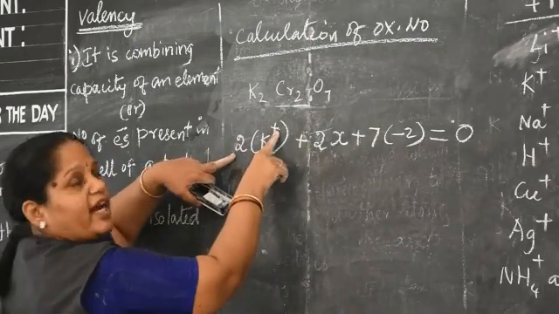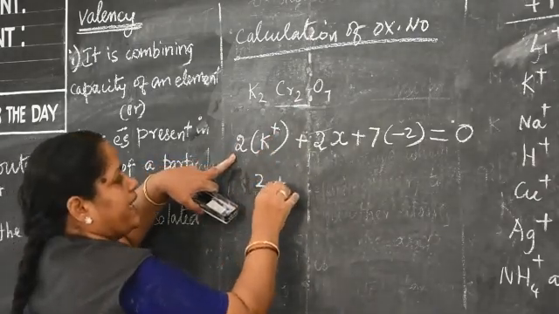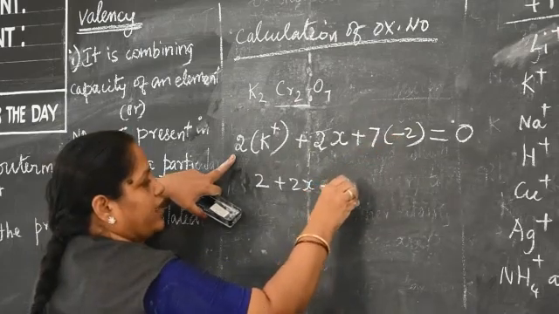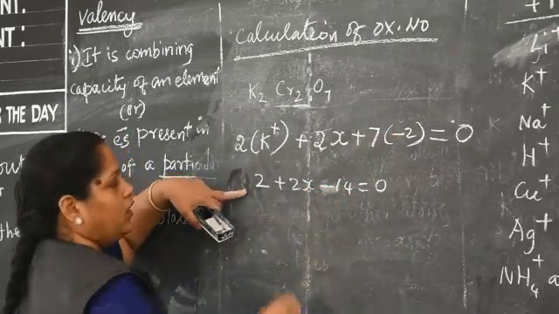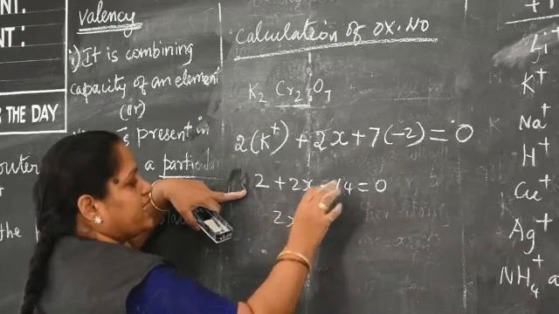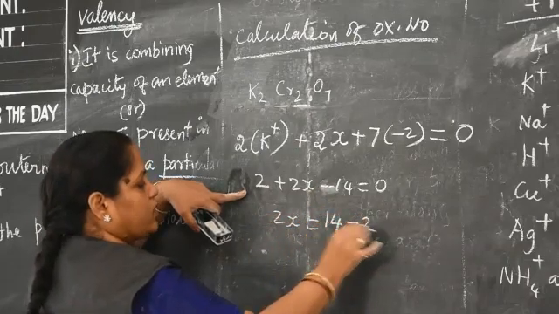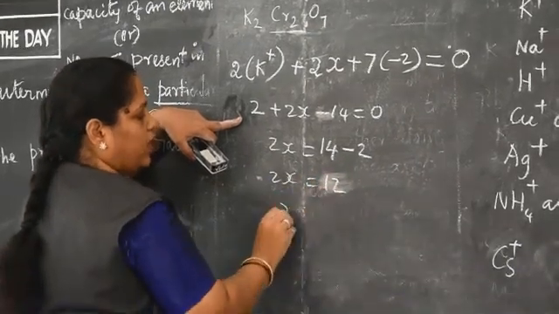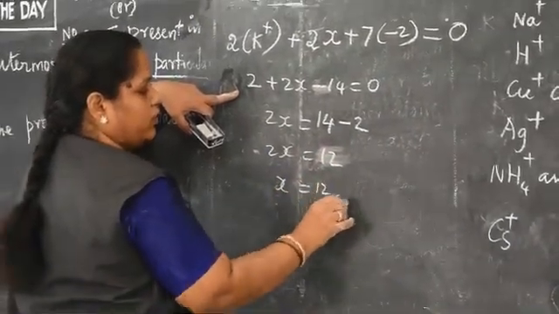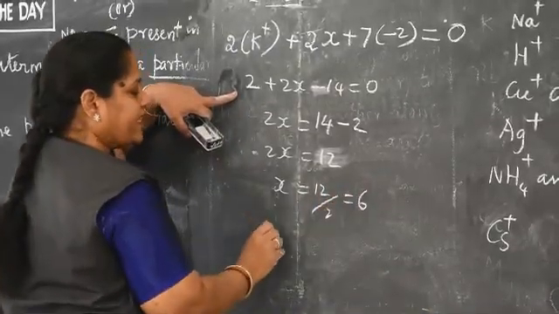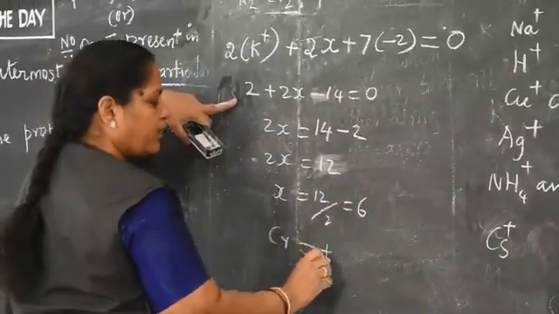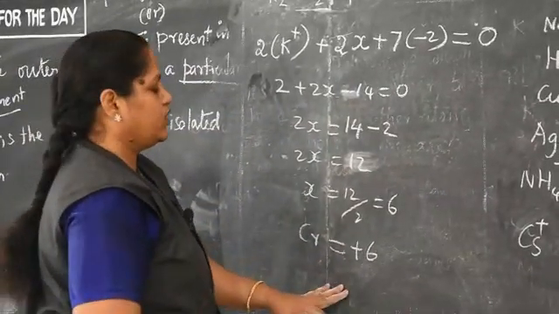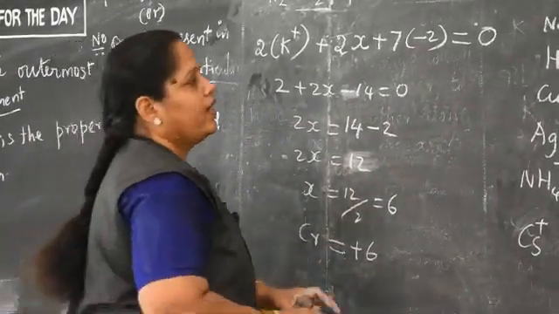So here the charge is 2. So 2 plus 2x plus 7 times minus 2, minus 14, equals 0. So what about 2x? 2x equals 14 minus 2, 2x equals 12. What about x? 12 by 2, I get 6. So the oxidation state of chromium in this compound is plus 6. Metal always carries positive charge, its charge is plus 6. Okay.